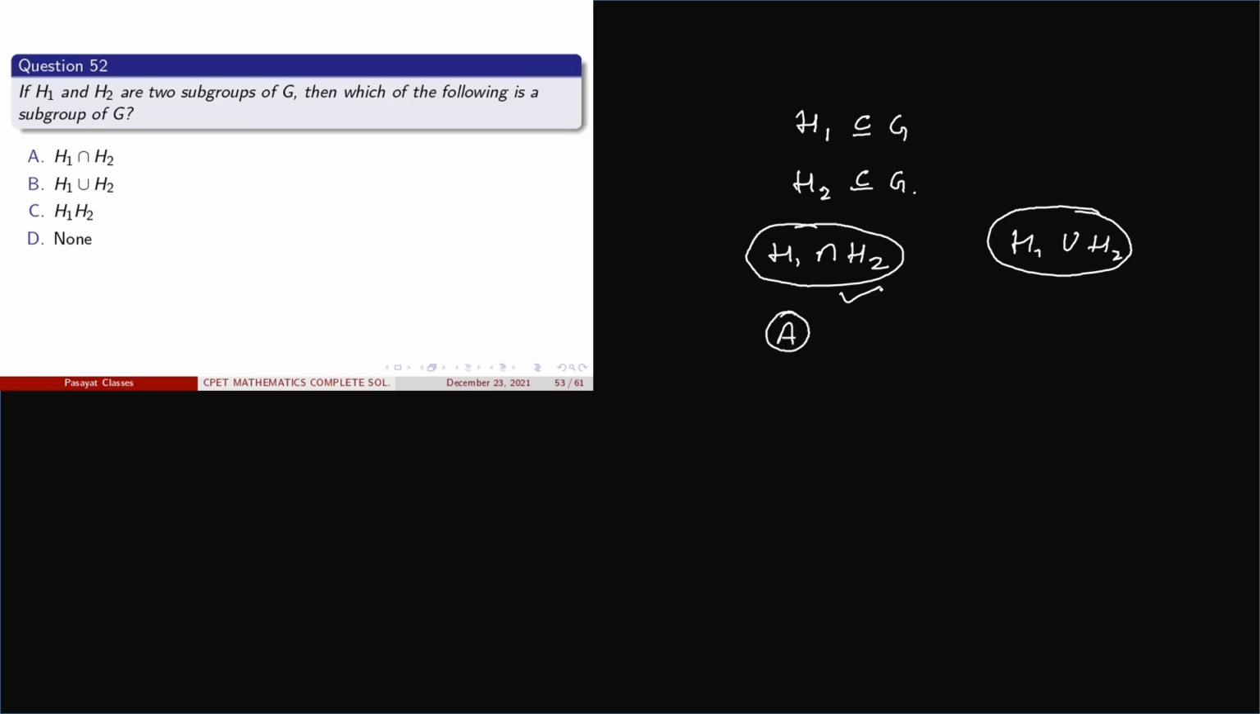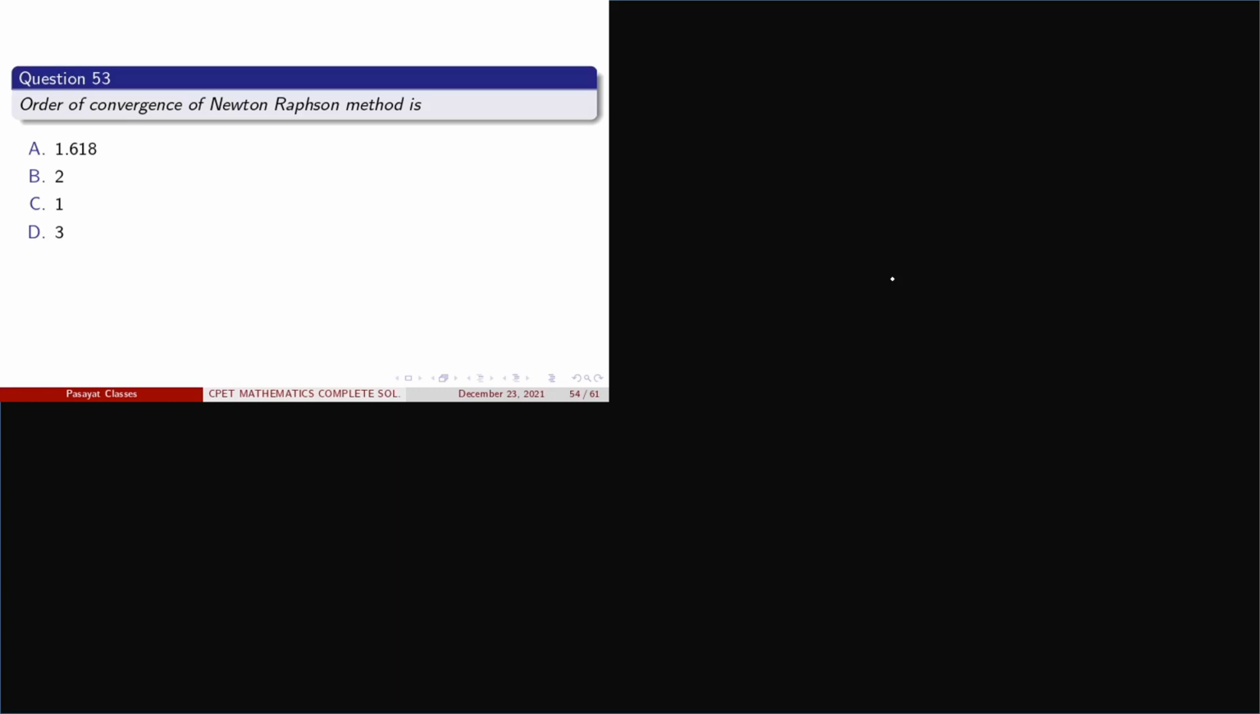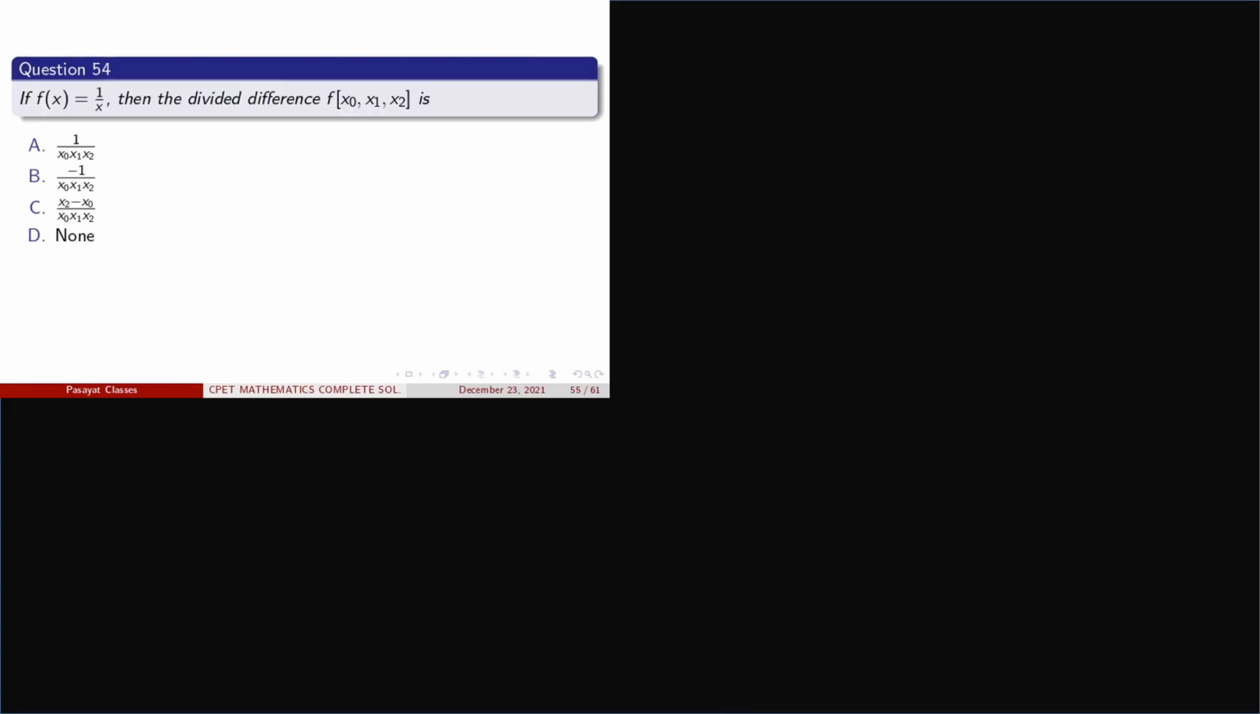Now come to another question. Here, what is the order of convergence of the Newton-Raphson method? We know that the order of convergence of the Newton-Raphson method is 2. So here option B is correct. Clear? Now come to question number 54.